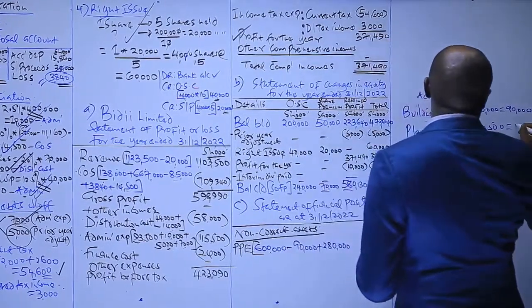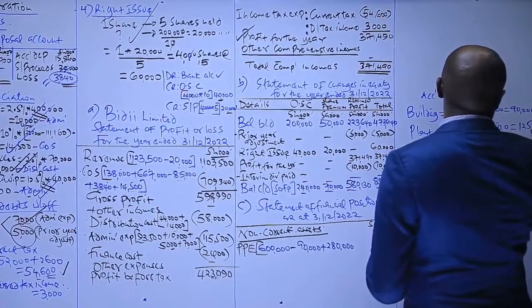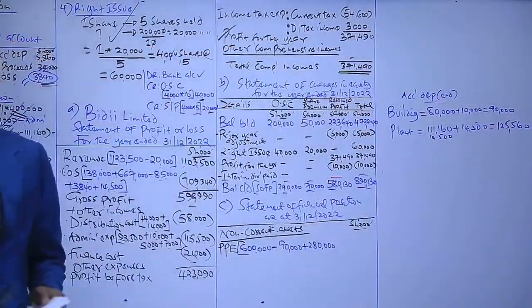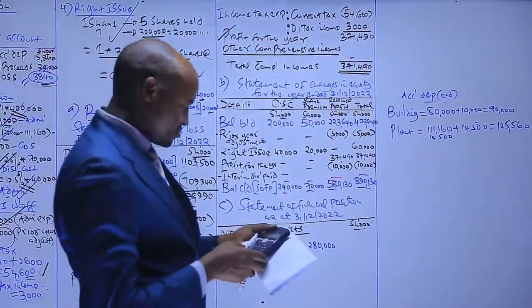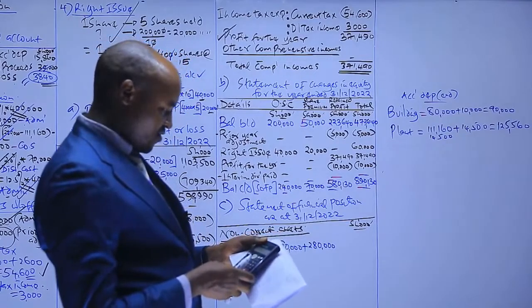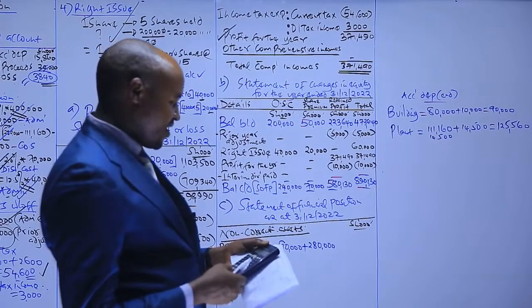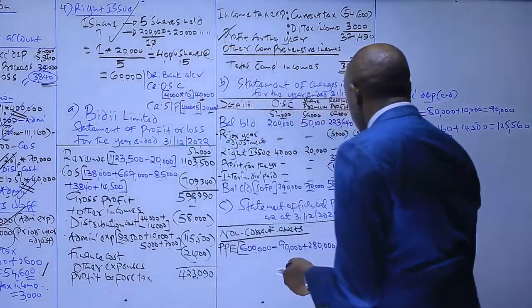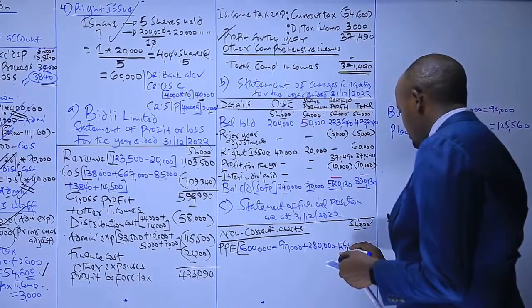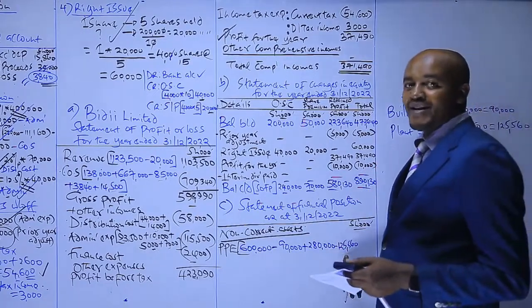It will give us accumulated depreciation of 125,560. So let's just confirm whether that is correct. That addition is correct. We have 111,160 plus 14,500, which will give us a total of 125,560. Yes. So we less it here, 125,560.